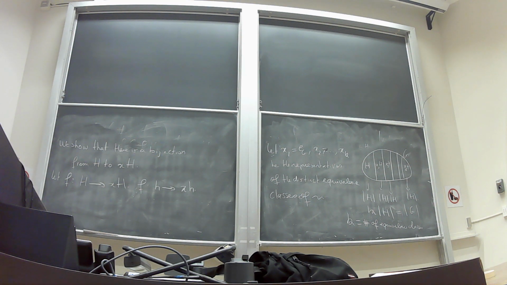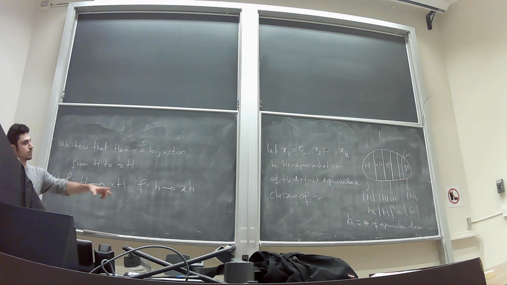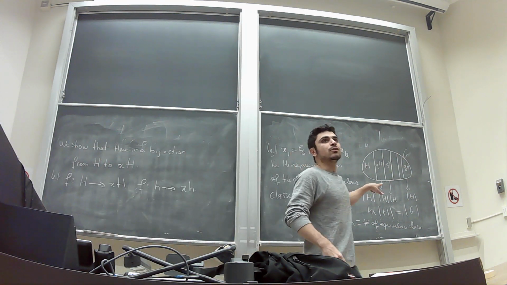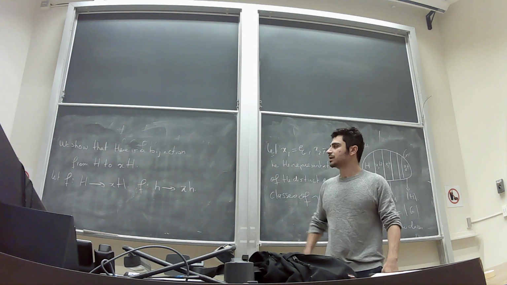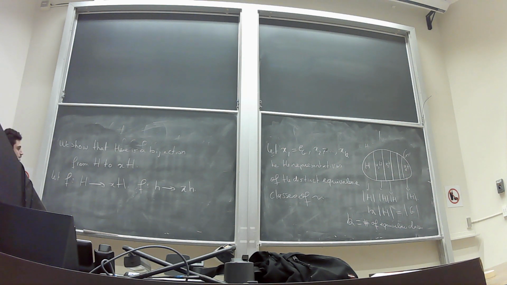So I'm tempted here to do something with well-defined or not. There are two ways of proving it. I'll just do it the easy way. Usually when you work with cosets, with equivalence classes, you need to check well-definedness, but not here. Let's forget about this. Okay, let f be the function from H to xH. f is injective. So let's prove this.